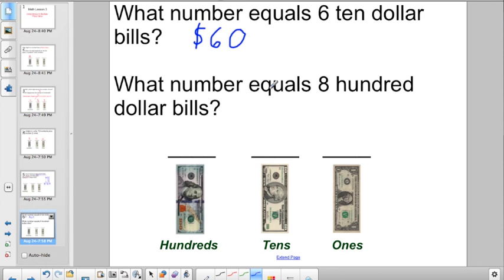I don't care how much you don't think you know math. Let's take a look at this one. What number equals 8 $100 bills? Well, if I had 8 in the hundreds place, count it up by hundreds like we were doing in mental math, and you're going to end up with $800, right? 100, 200, 300, 400, 500, 600, 700, 800. Let's keep moving on.